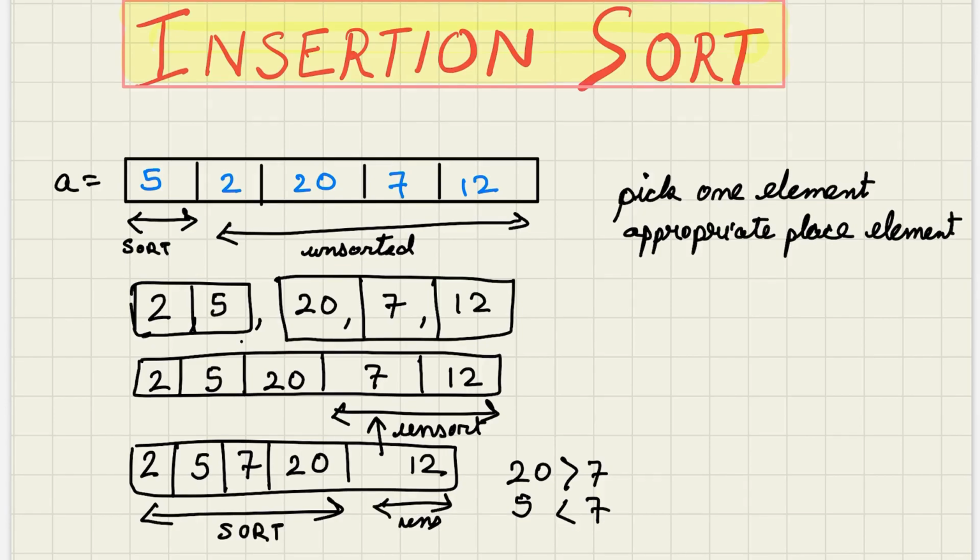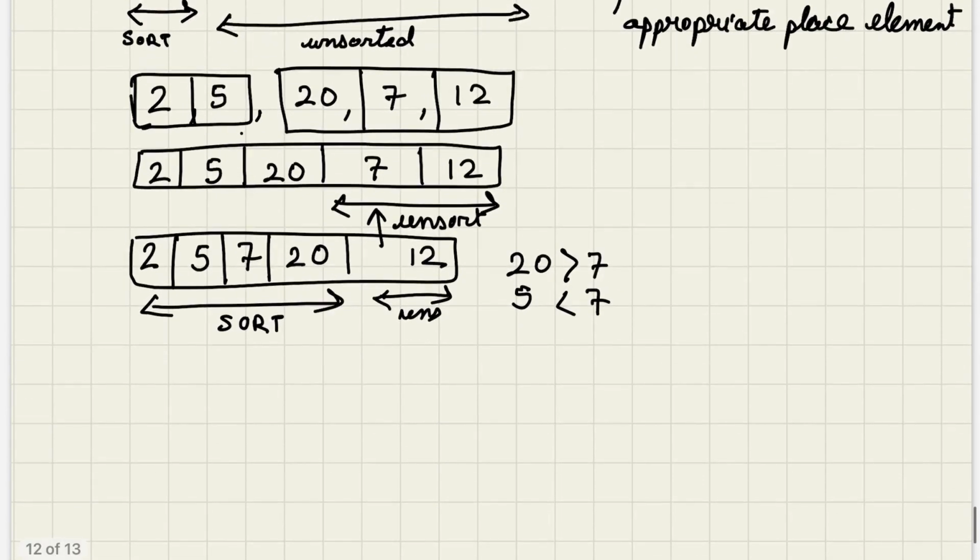Now I need to figure out where to put this 12. Now 20 is greater than 12, right? So we can put it here. But now I will see 7 is less than 12, right? So here basically after 2, 5, 7, I will put my 12 and then 20.